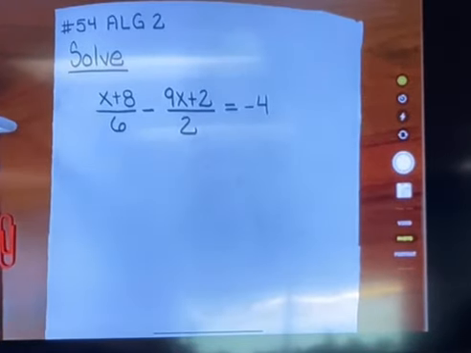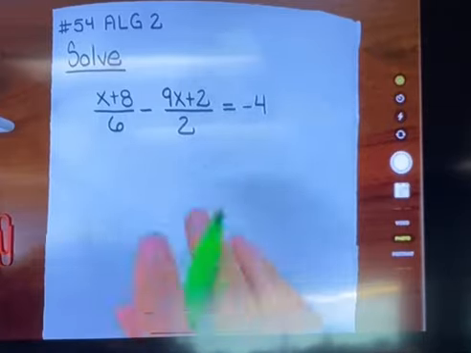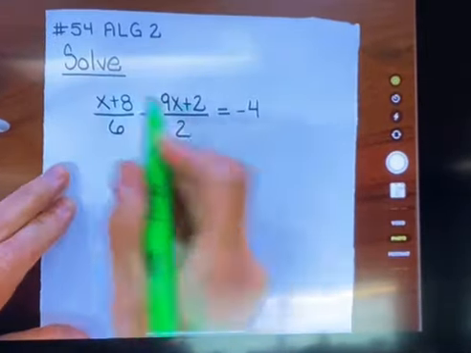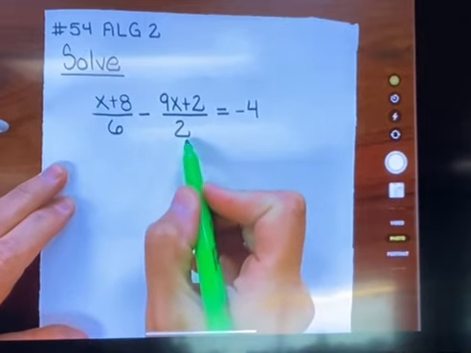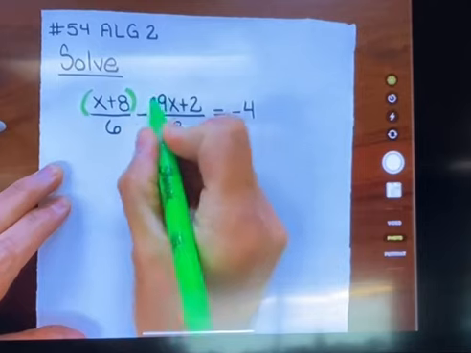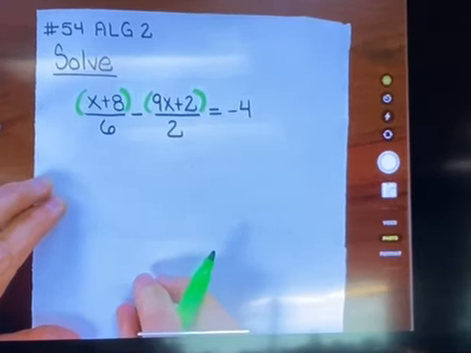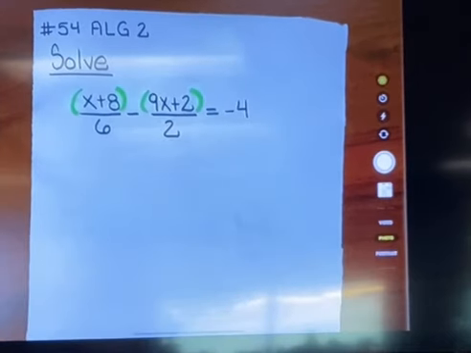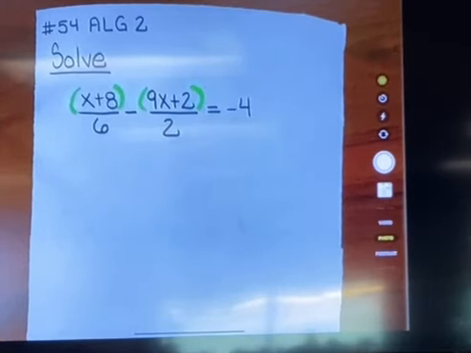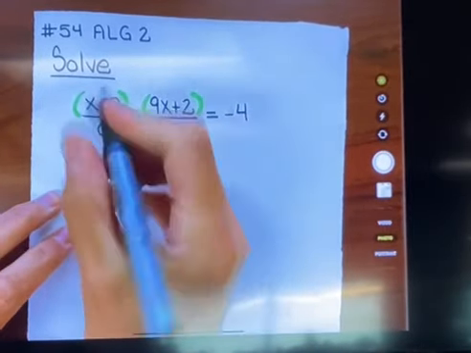Okay, so for this video, one of the things that you want to remember is that when you're solving these, yes, we're going to multiply both sides by the common denominator, but before we do that, let's put a set of parentheses around the numerator and the denominator. Okay, then I'm going to multiply both sides by a number that both 6 and 2 fit into.